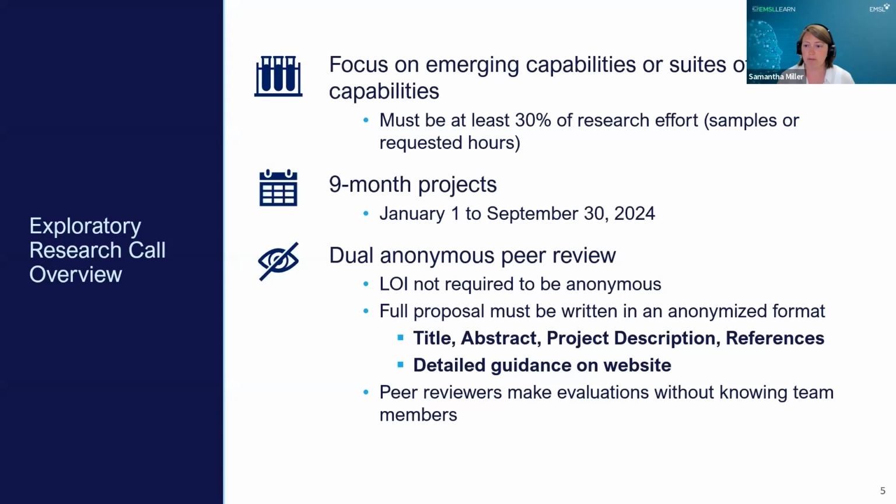Sections of the full proposal that need to be anonymous include the title, abstract, project description, and references cited in the text. You can find detailed guidance, including examples of how to write anonymized text, on the EMSL website.